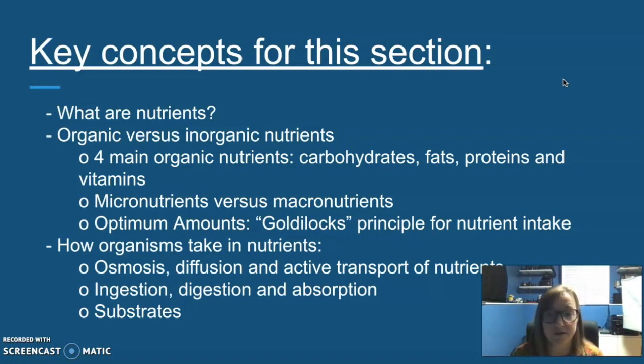and macronutrients, and then optimum amounts, which we started talking about last week, and then talking about how we take nutrients into our body. So we talked a little bit last week about ingestion, digestion, and absorption. Today we're going to add in osmosis, diffusion, and active transportation, as well as talking about substrates.